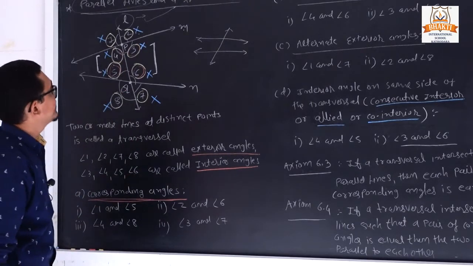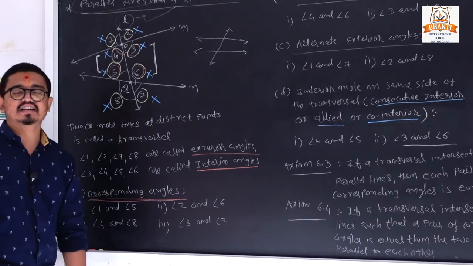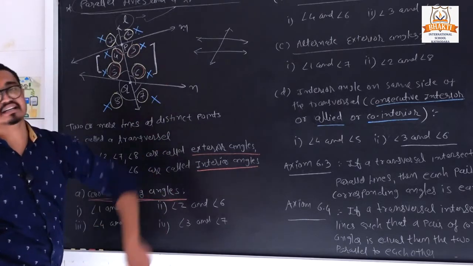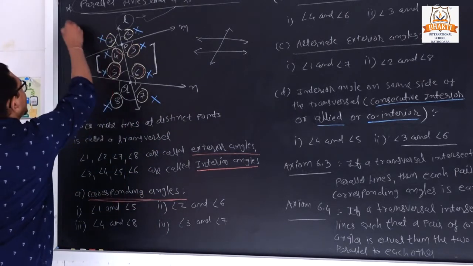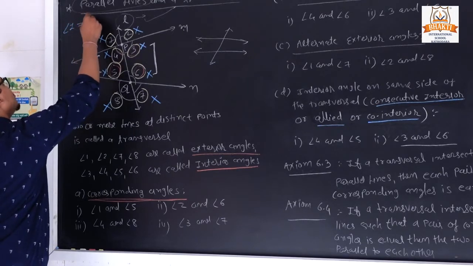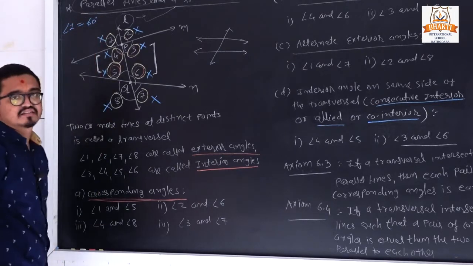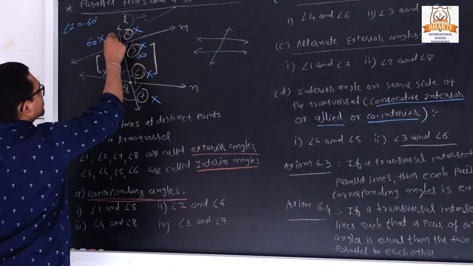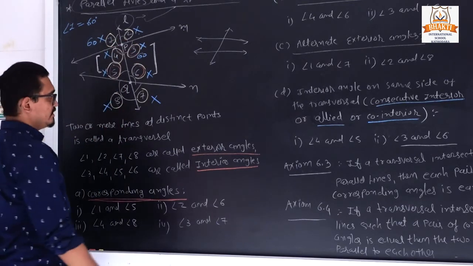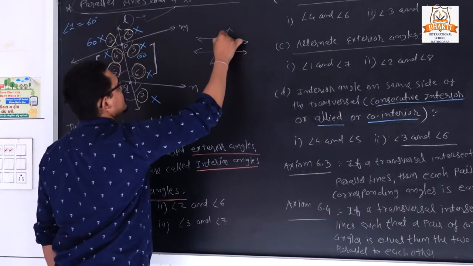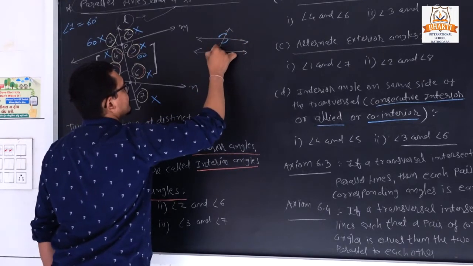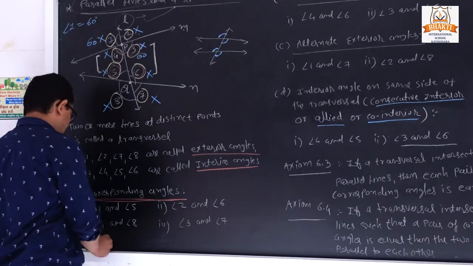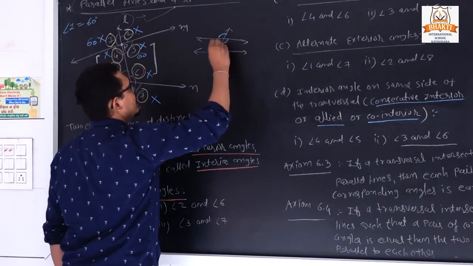From this, suppose one angle is given, we can find all the remaining angles by using all this theory. Suppose angle 1 is equal to 60 degrees. So if this is 60 degrees, this is also 60, both are equal because of vertically opposite angles 1 and 3. We have one more concept, vertically opposite angles. Clear? This is known as a vertically opposite angle, and this pair is also known as a vertically opposite angle.